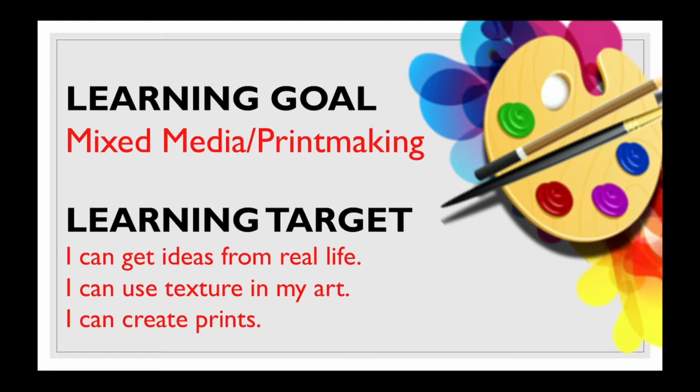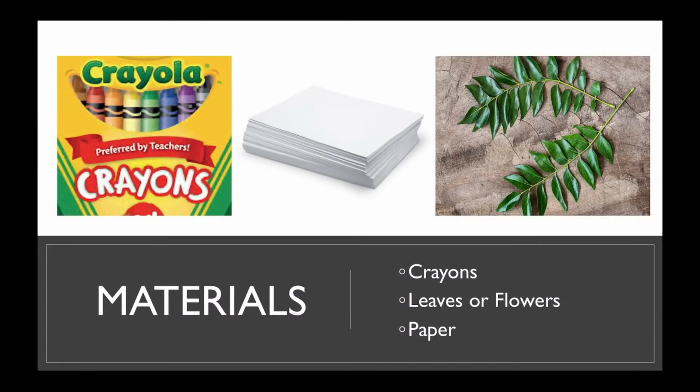Our learning targets for this project are I can get ideas from real life, and we're going to find some leaves as inspiration. I can use texture in my art, and we're going to use the textures from the leaves to create our prints, and I can create prints. The materials needed for this project are crayons, leaves or flowers, and paper.